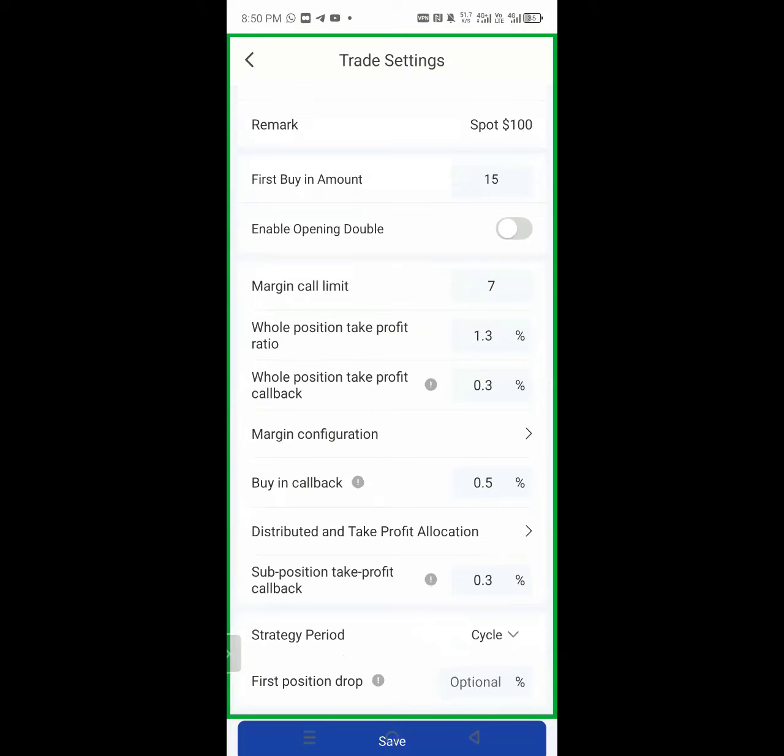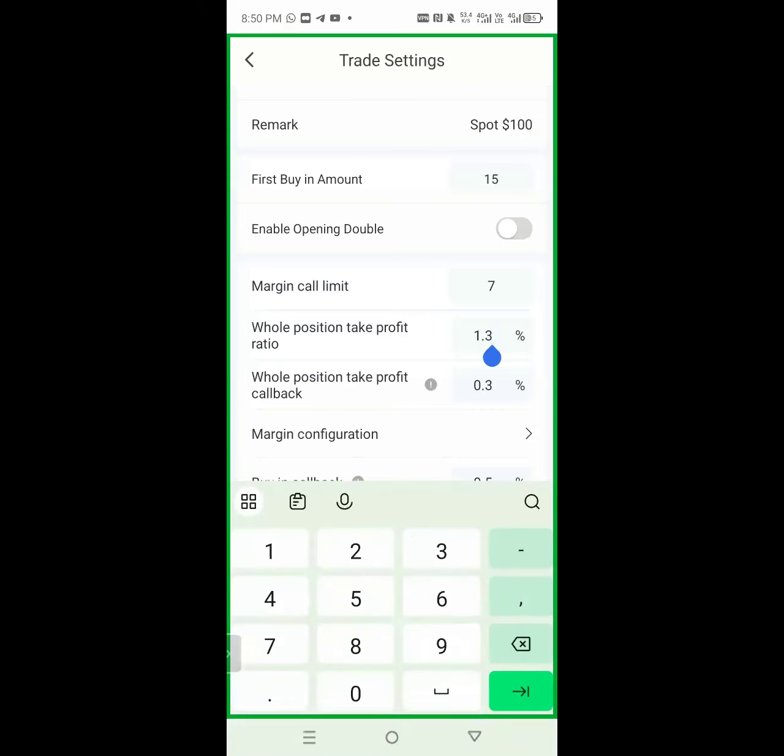Okay. The next one is the whole position take profit ratio. That is where you put your take profit. Any signal that comes, the default is 1.3. Any signal that comes will come with the take profit. Some you see 1.5, some you see 1%, some you see 2%. So anywhere you can just leave it as the default here.